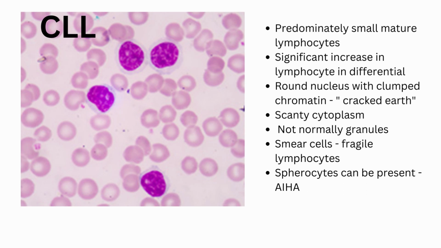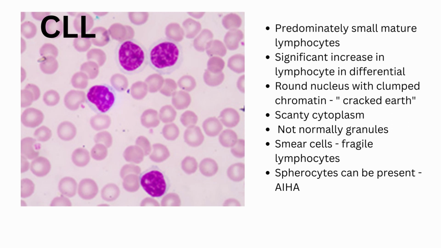The nucleus is clumped. I like to think of it as a cracked earth pattern. I imagine a desert where the ground is cracked, and that's what I see in the chromatin. Scanty cytoplasm, and there's not normally granules.